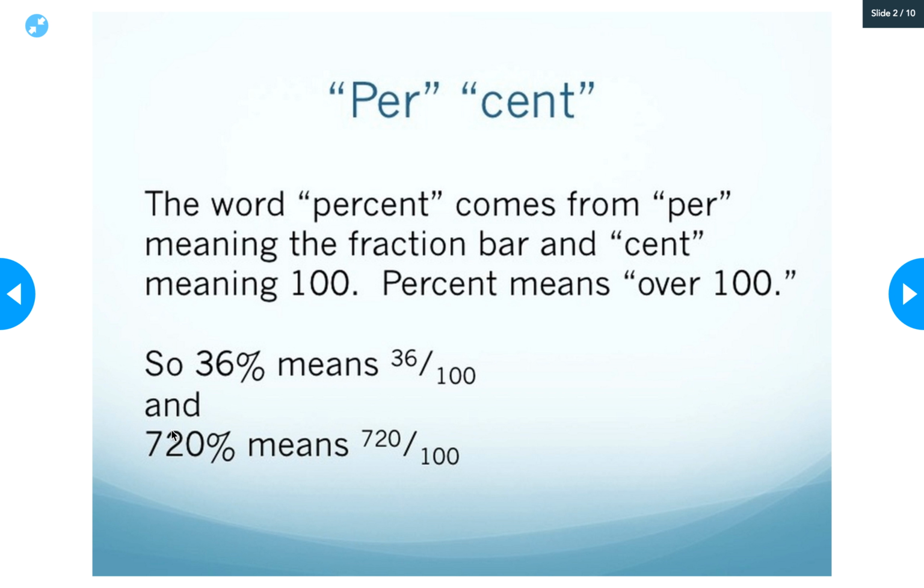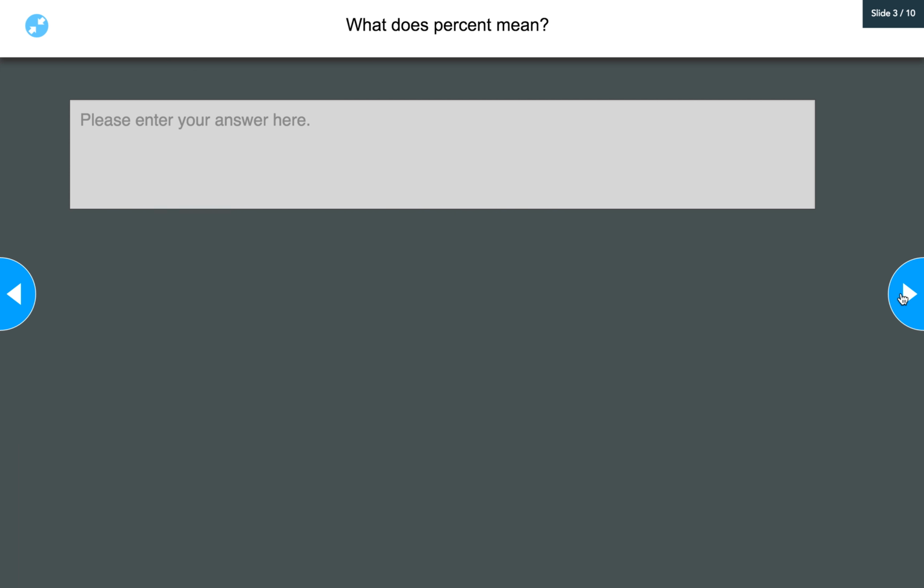So whatever the percent is, whether it's 3 digits or 5 digits or 2 digits or 1, you make it your numerator, and you put it over 100 as your denominator. Because percent is parts out of 100. It means over 100. Test yourself. What does percent mean?